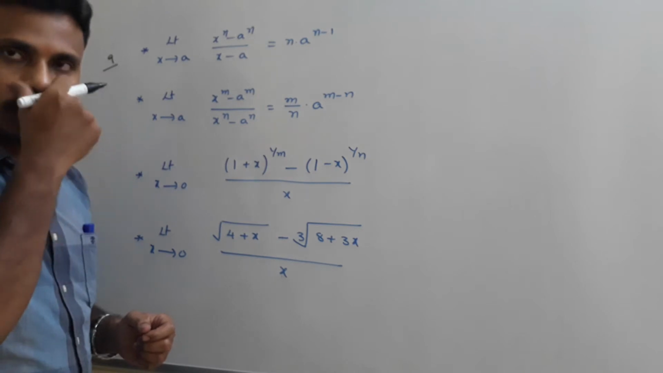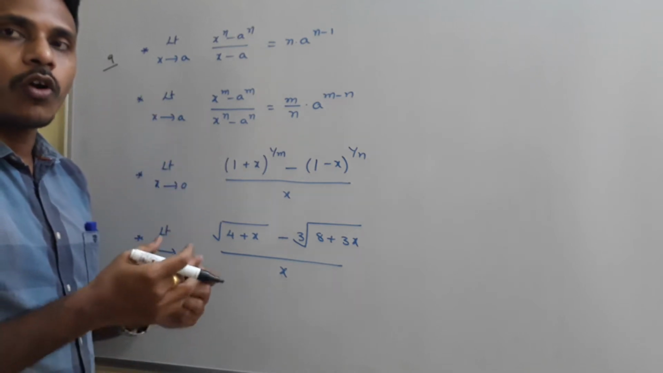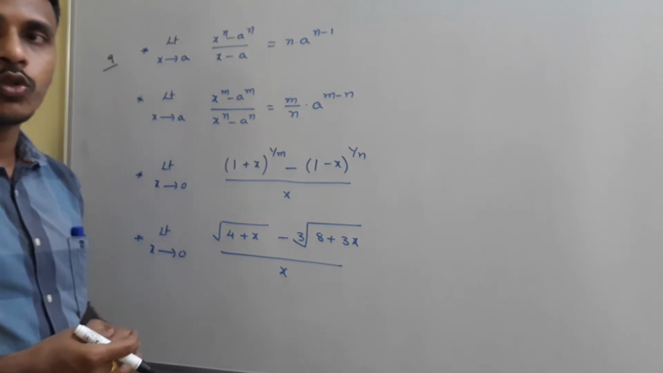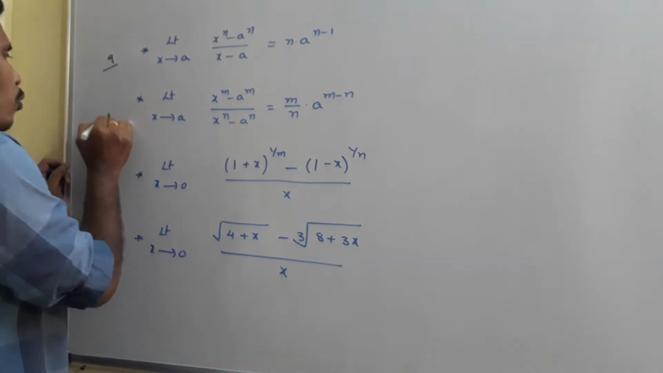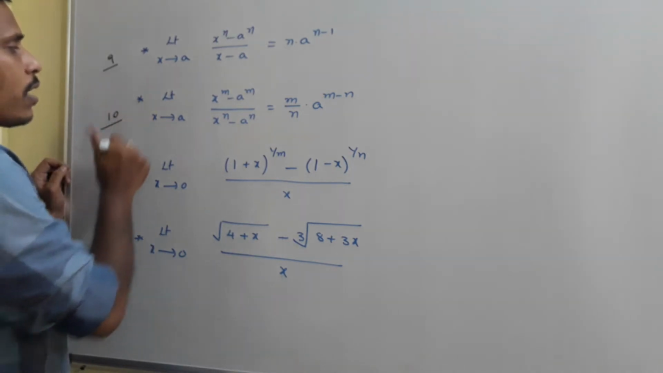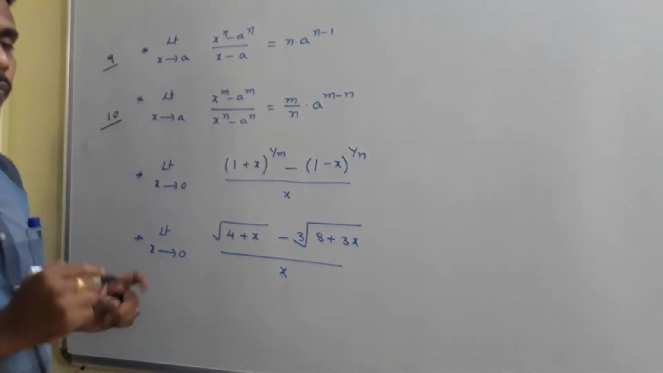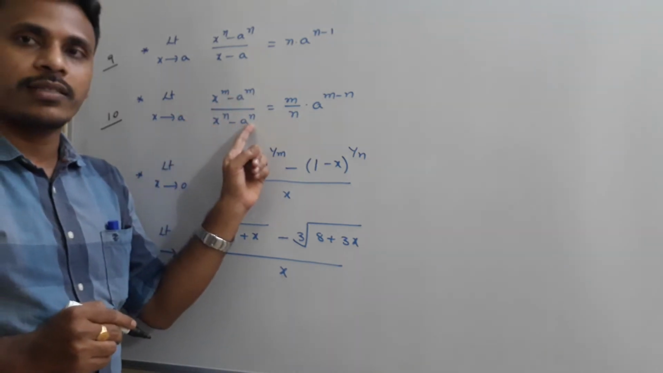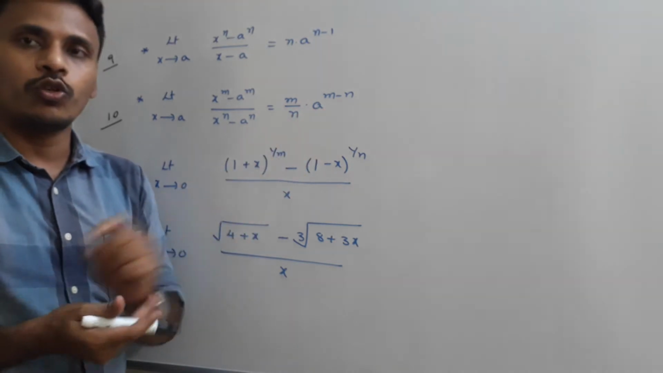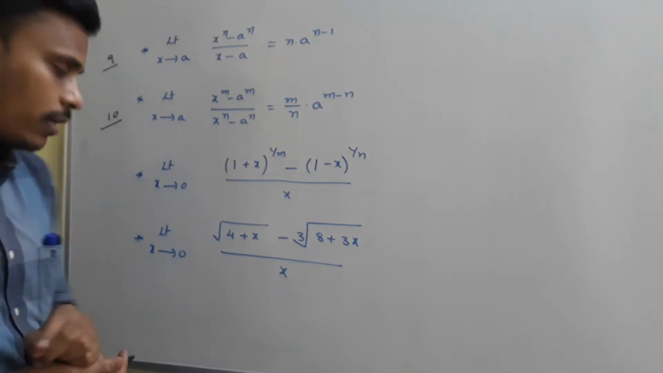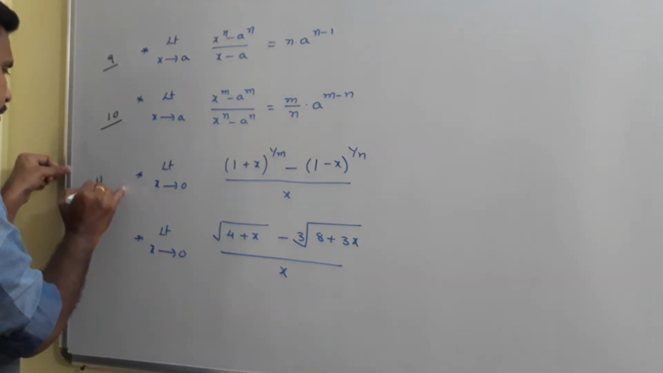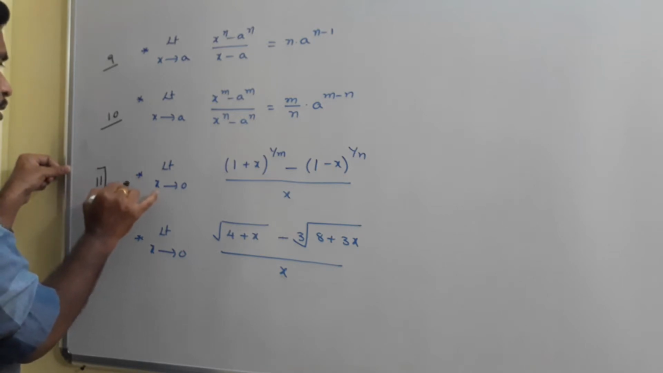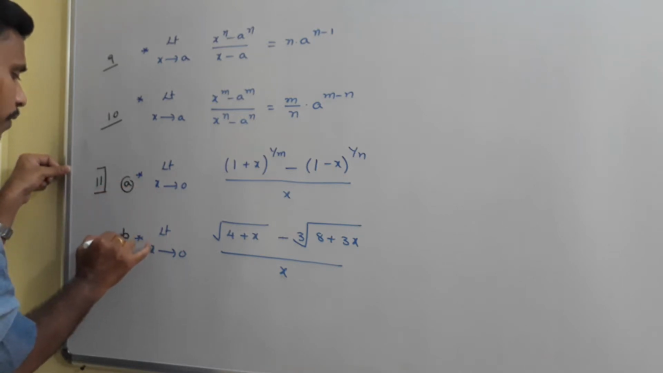This standard limit is true for all real values of n, okay? And in the 10th point, we discussed different examples, and this is one among those: the limit as x tends to a of (x to the power m minus a to the power m) by (x to the power n minus a to the power n) is m by n into a to the power m minus n. Now I am going to discuss the 11th one. This is 11a and this is 11b.